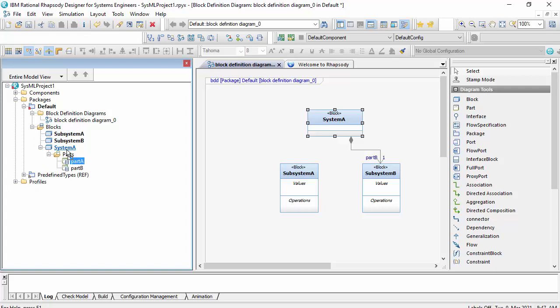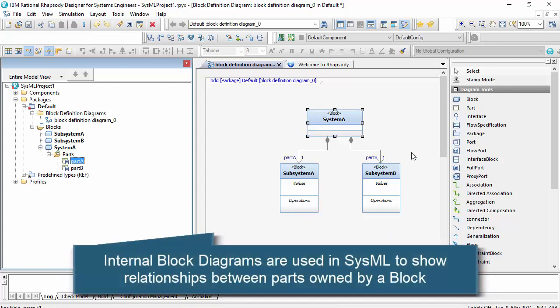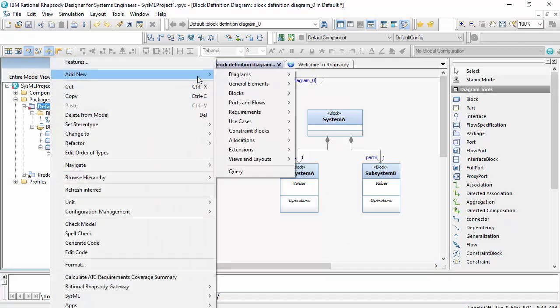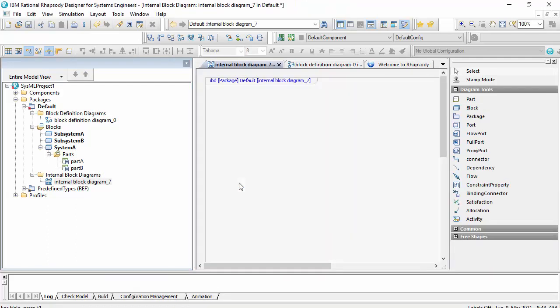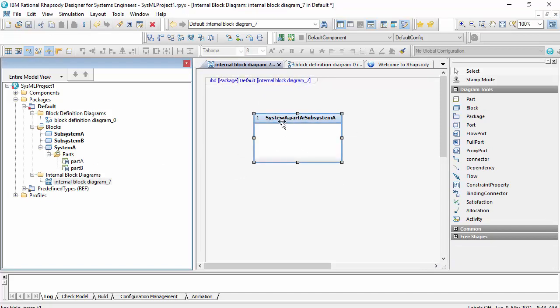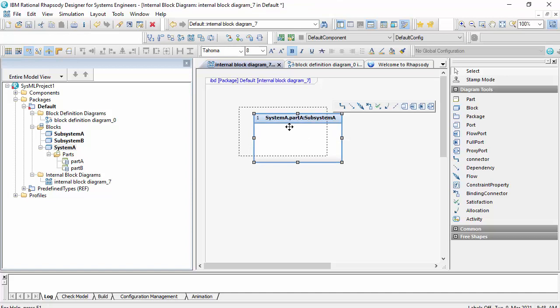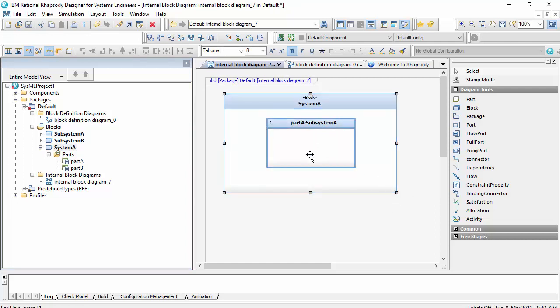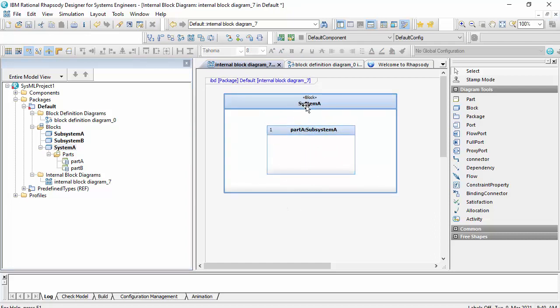So if I create an internal block diagram where I want to show these parts, just show that back on the diagram, then the frame of that diagram would represent the system that owns the parts. So if I create an internal block diagram at package level, this is an internal block diagram of a package called default, then I can put the parts in it, and you can see the dotted notation will tell me where in its nested structure it is, and that has a part in it. And of course, I could put system A here, and that removes the dotted notation.